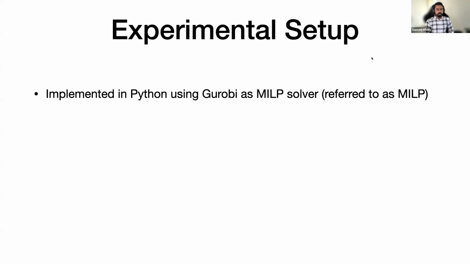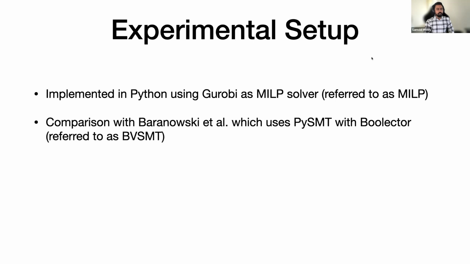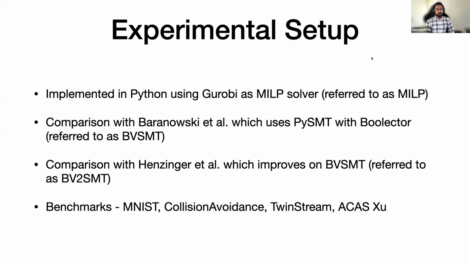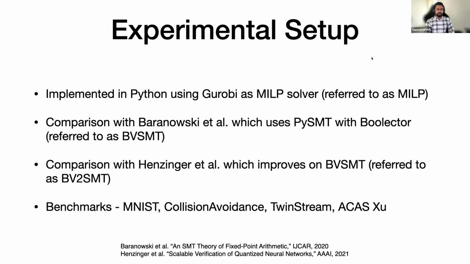Now, quickly looking at the experimental setup, our solution is implemented in Python using Gurobi as the backend MILP solver. It is going to be referred to as MILP from now on. We compare with another implementation which uses PySMT with Colibri as the SMT solver in the backend, referred to as BBSMT, and then another implementation which improves on BBSMT, referred to as BB2SMT. The benchmarks we are going to use are MNIST, collision avoidance, Twin Stream, and AKSXU, which are all standard benchmarks in the neural network literature. And these are the references for the implementations.